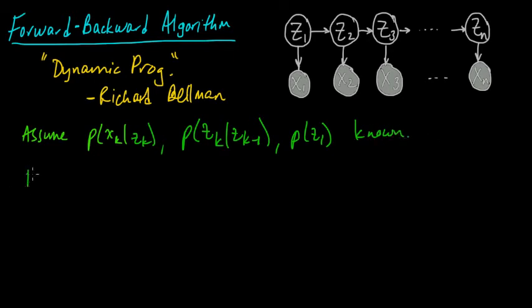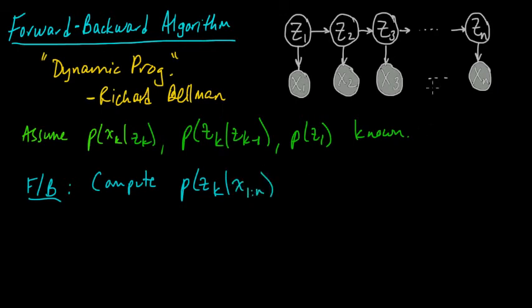What the forward-backward algorithm does, the goal of the forward-backward algorithm is to compute the probability of zk given x. So here for the next few videos, I'm going to use x to denote this sequence, x1 up to xn. So this will be the vector of all the x's.